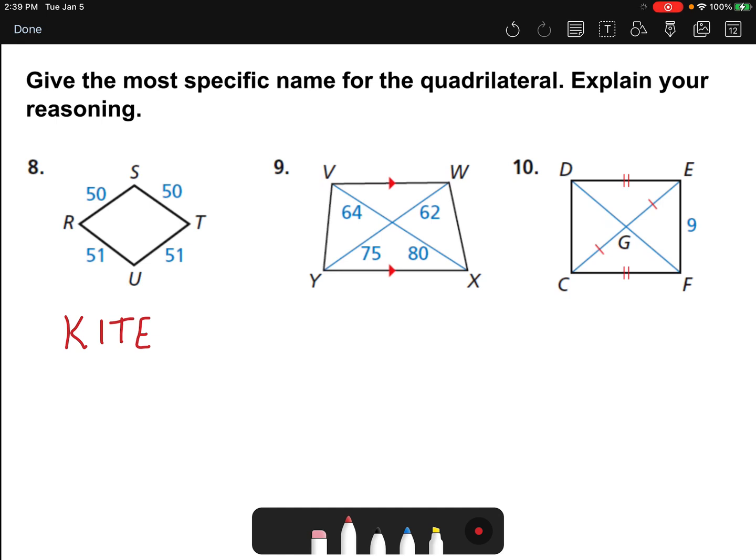Okay, number 9. The diagonals are not bisected, therefore it can't be anything of a parallelogram. It can't be isosceles, can it? So this is a plain old trapezoid. It's a plain old trapezoid.